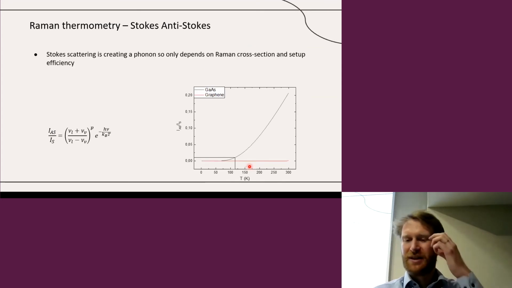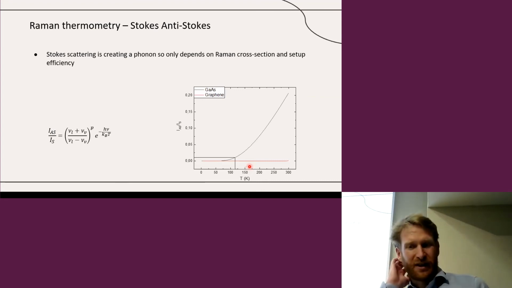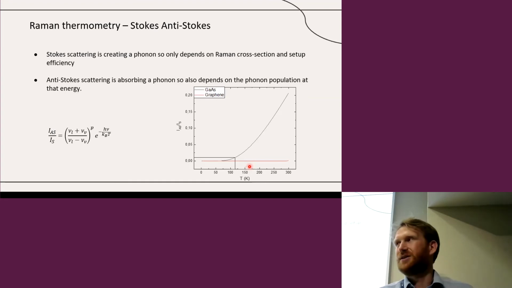The reason why I'm pointing this out, that I'm measuring the average with the peak position, is because the other way to measure the temperature using Raman scattering is to use the ratio between Stokes and anti-Stokes scattering. As I explained before, with Stokes scattering we are creating a phonon. So we don't need another phonon to get a Stokes signal out. So it's independent of the amount of phonons, whereas for anti-Stokes we are absorbing a phonon. So that is directly proportional to the number of phonon modes that are available for that specific transition.